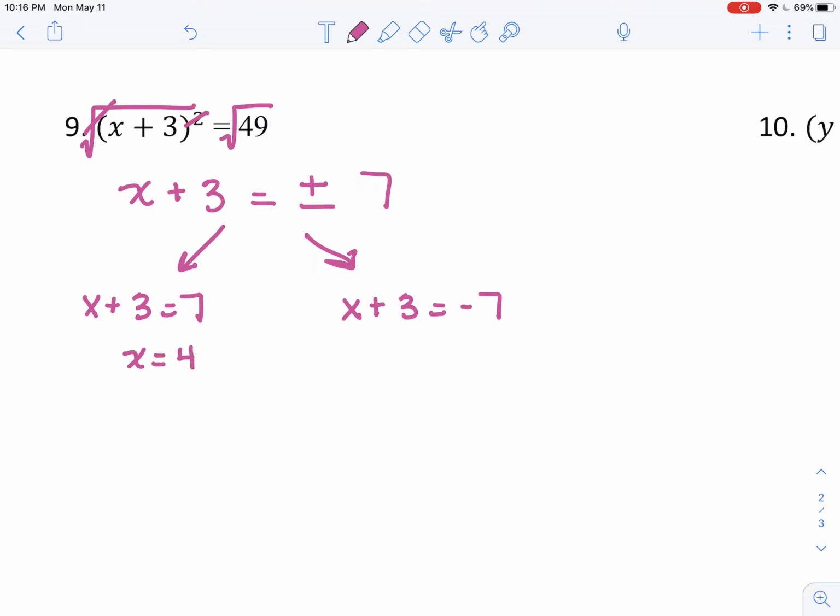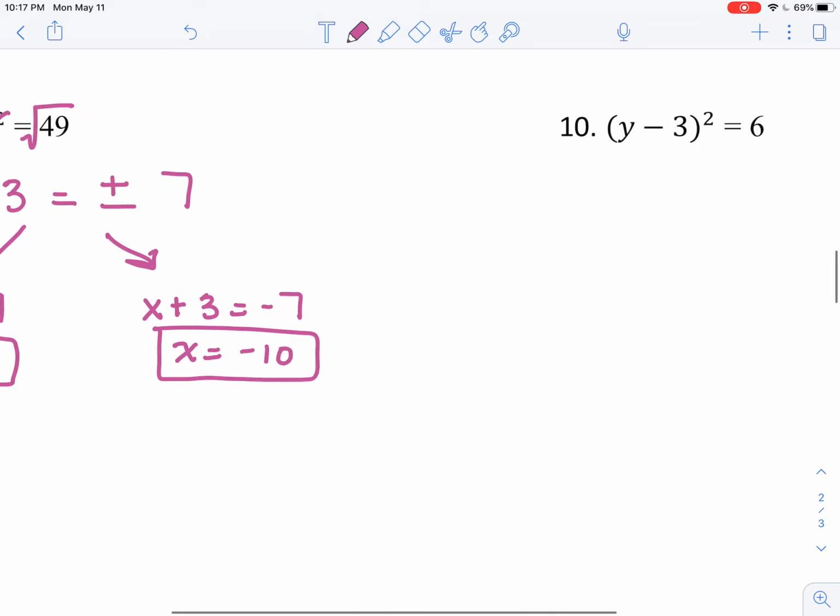Now that we've created our two equations, we can solve for x. So when we subtract 3 from the first equation, x equals 4. When we subtract 3 in the second equation, x equals negative 10.